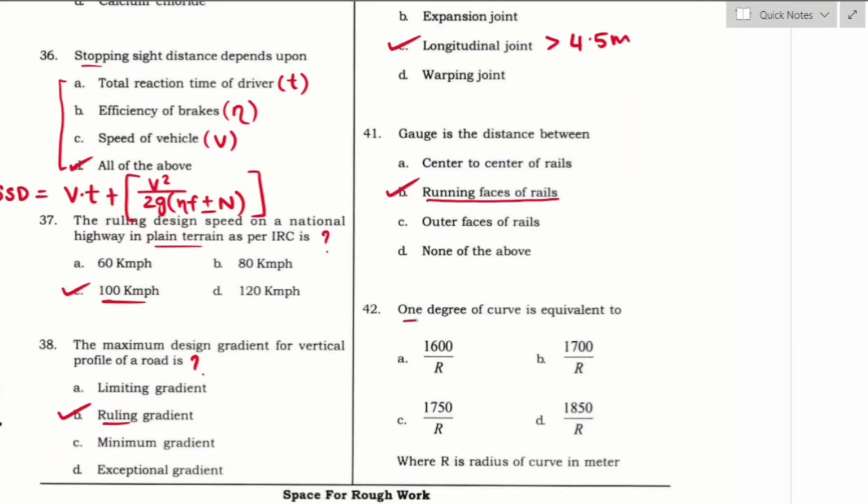Question number 42. 1 degree of the curve is equivalent to. Considering for a 30 meter arc or chord length, radius is equal to 1718 by degree of the curve. So it is given for 1 degree of the curve. So degree of the curve is equal to 1718 divided by radius of the curve in meters. So the right answer will be nearer to option B, 1700 by R.